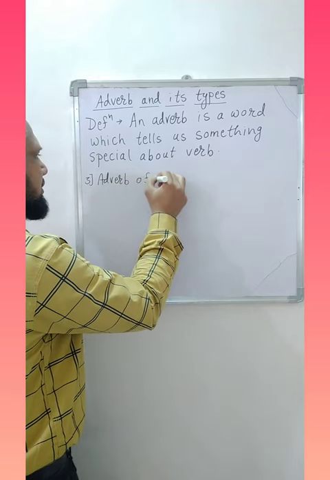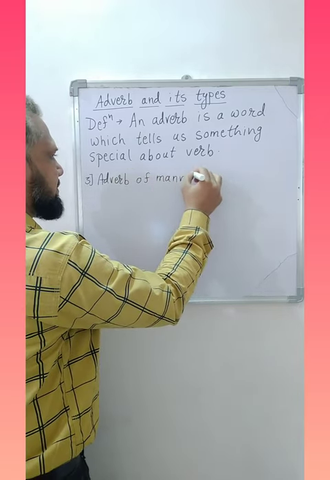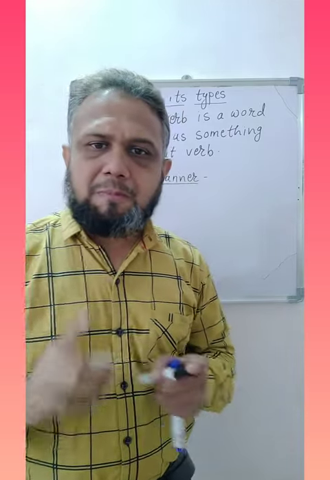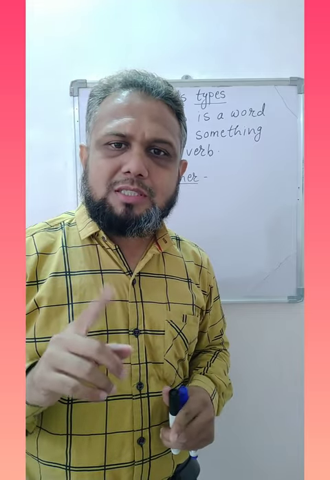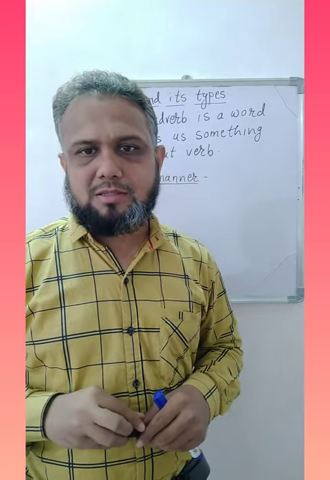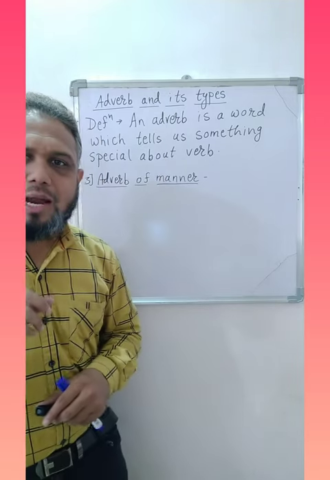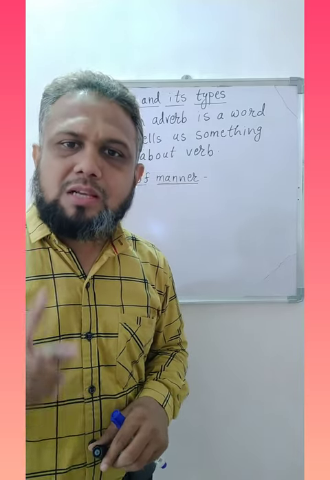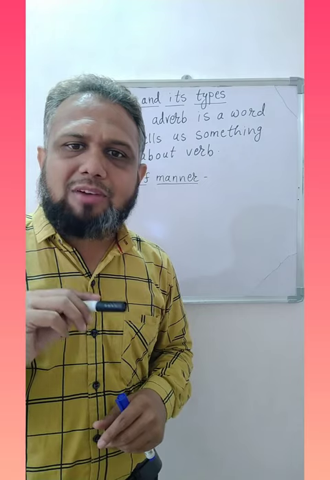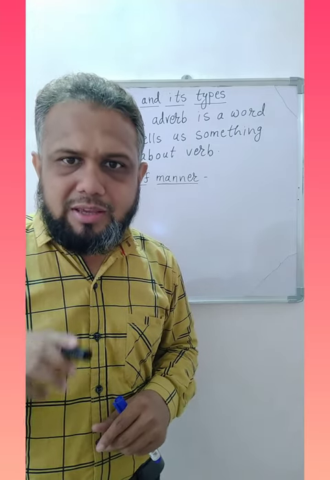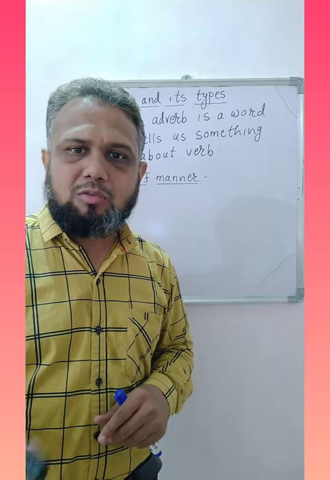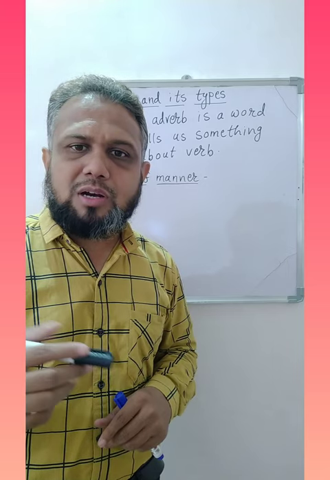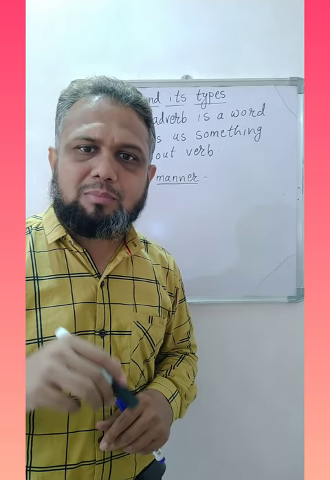adverb of manner. Adverb of manner means the adverb which tells us in which manner the action takes place. Generally, they are also called as LY form of adverb. They always end with LY. For example, fastly, slowly, okay, beautifully, wonderfully, silently, calmly.